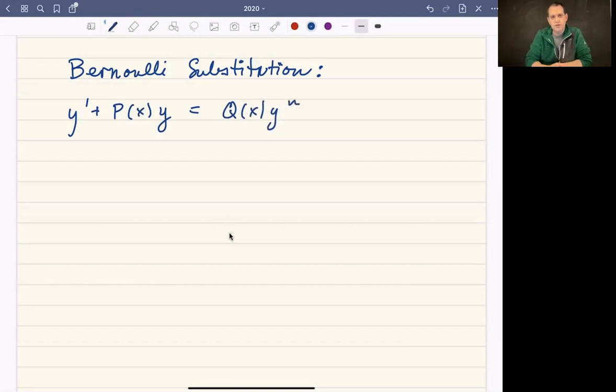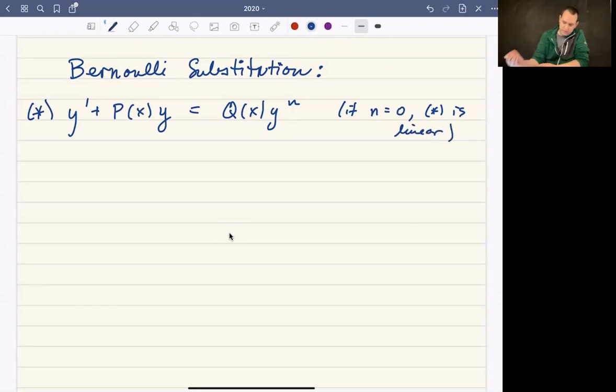This is a particular type of differential equation that it turns out that we can solve for all values of n. And I want to just point out a few things right away. First of all, let's call this differential equation star. If n is equal to 0, star is just going to be first order linear. That's where you have y prime plus p of x y equals q of x. So it's right there in that form.